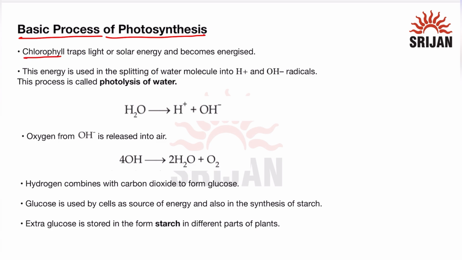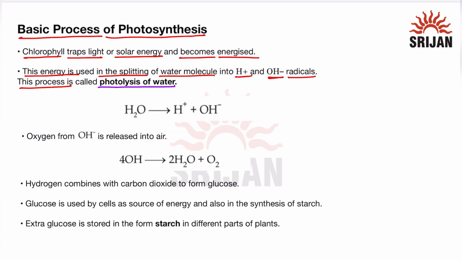Chlorophyll, the green pigment, traps light or solar energy and it becomes energized. Now this energy is used in splitting of water molecule into H+ and OH- radicals. This process is known as photolysis of water. So chlorophyll helps to trap the sunlight and it gets energized.